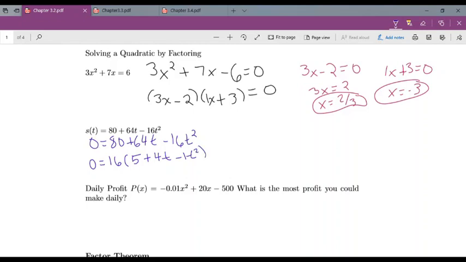Now, I want to solve this, so I'm going to go ahead and divide off this 16 on both sides. 16 divided by 16 is 1, 0 divided by 16 is still 0. So what I get is 0 equals just this factored portion right here.